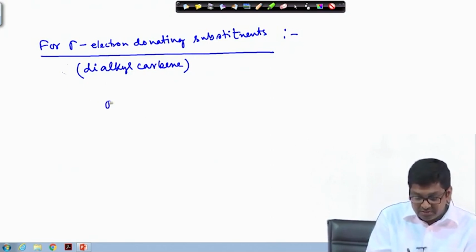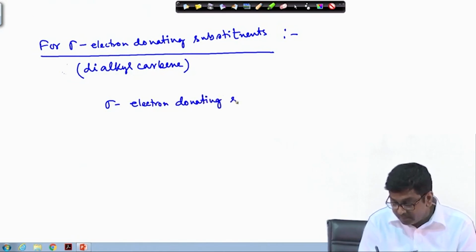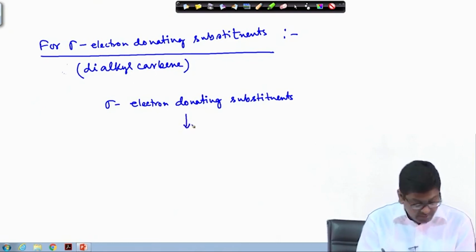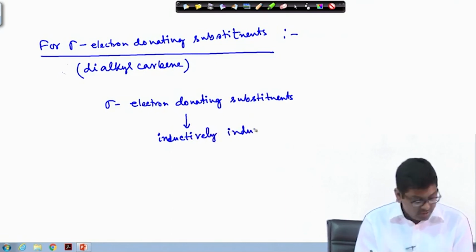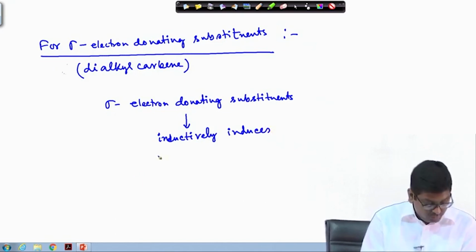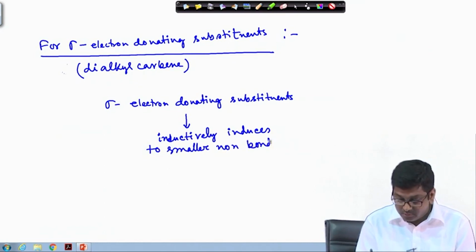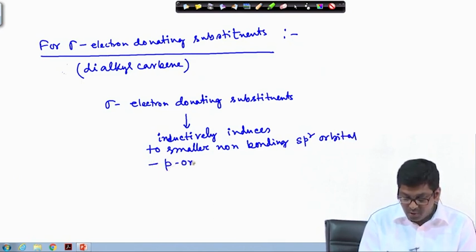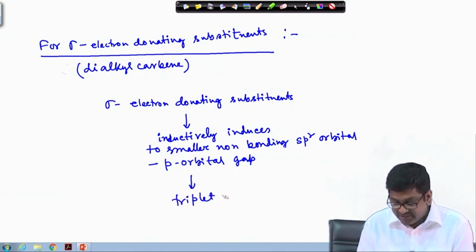Once these sigma electron donating substituents are there, what will they do? They will inductively induce a smaller gap between the non-bonding sp2 orbital and the p orbital, which favors the triplet state.